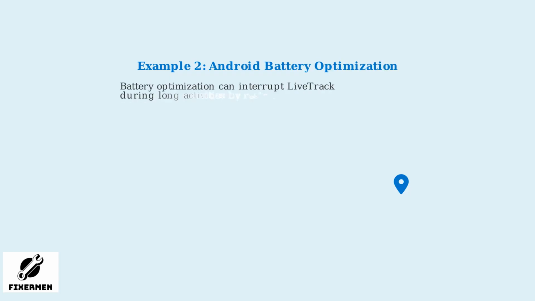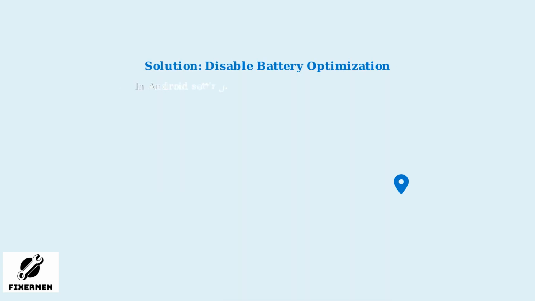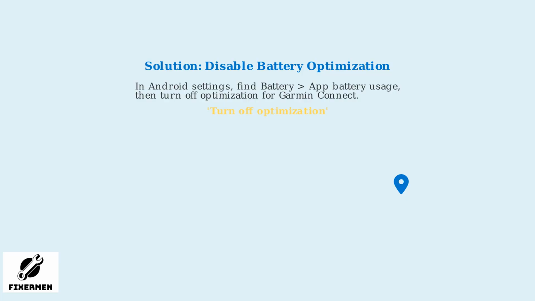On Android devices, battery optimization features can cause LiveTrack to pause or stop during extended use, as the system may limit the app's background activity to save power. To resolve this, go to your Android settings, navigate to Battery Options, find the Garmin Connect app, and disable battery optimization for it. This allows the app to run continuously in the background. These real-world examples demonstrate that while LiveTrack problems can be frustrating, the solutions are typically straightforward and involve checking and adjusting app permissions. Staying aware of these settings ensures reliable location tracking during your activities.